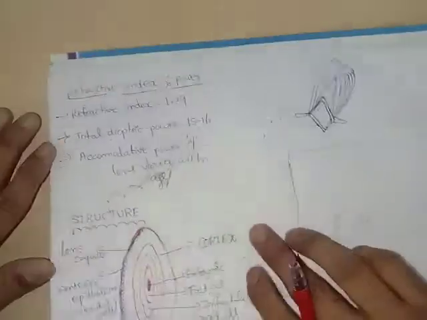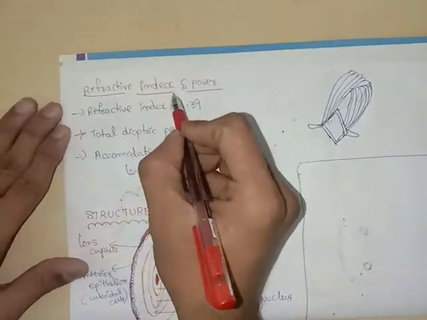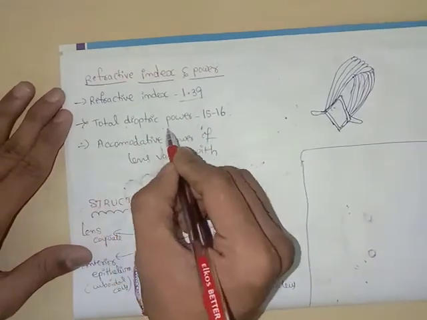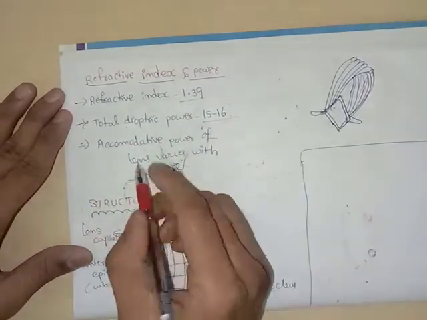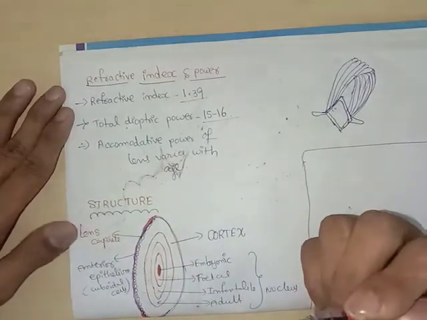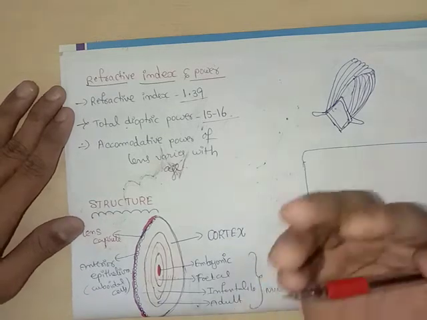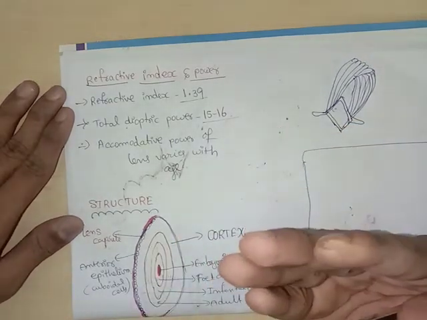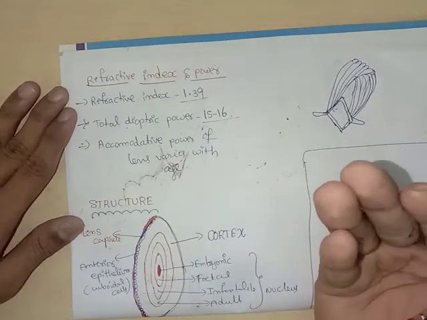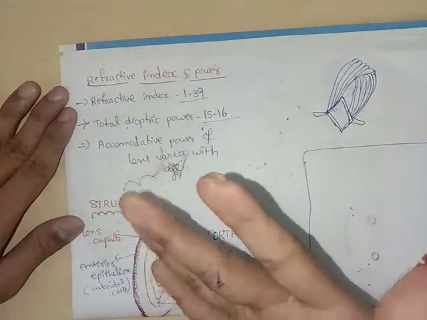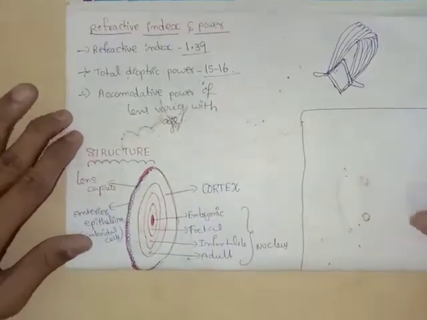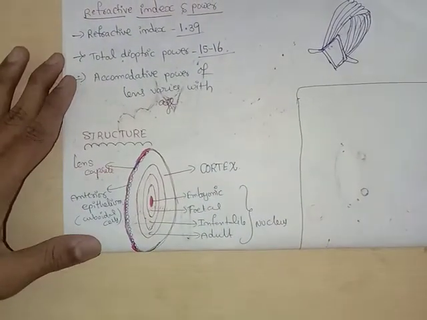Now we'll go to the refractive index and power. The refractive index of the lens is 1.39. The total dioptric power of the lens is 15 to 16. The accommodation power of the lens varies with age. Why? Because in older age you are not able to see near objects or far objects. Why? Because in the aging process there is a loss of function in the lens or the supporting ligaments, so it varies with age. Now we see the structure of the lens.